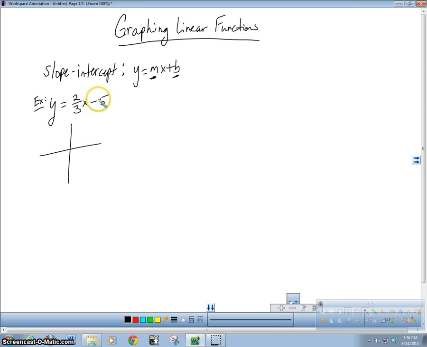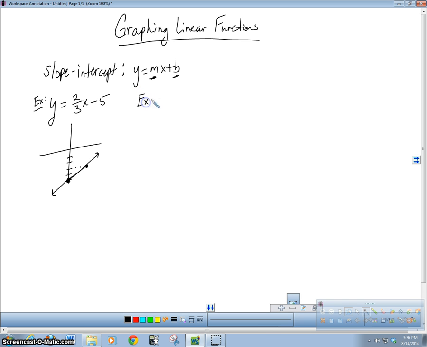In order to graph this, I'm going to start at my y-intercept of -5. That means I'm going to go down 1, 2, 3, 4, 5, and plot that point on my y-axis. From there, I'm going to use my slope to tell me where to go. The numerator is my rise, and the denominator is my run. So I'm going to rise up 2, 1, 2, run over 3, 1, 2, 3, and then plot my next point. Then I'm going to connect the points, and there's my line. That's all you have to do to graph a linear equation.